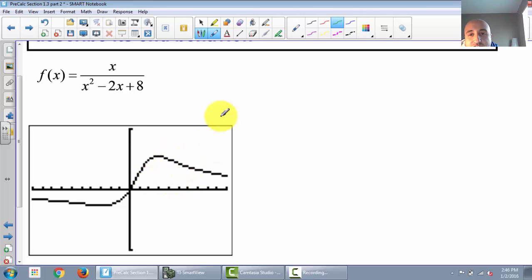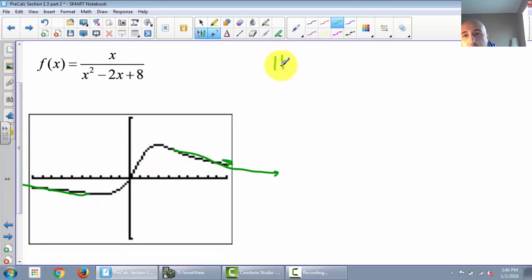So notice that it's not just going up and off the screen or down and off the screen on either side. It's actually going down and it's getting closer and closer to 0 on the right, and it's doing the same thing on the left. So this is called a horizontal asymptote. We've talked about that before in Algebra 2, but both the right-hand side and the left-hand side are approaching the same number. So this is how we write it.